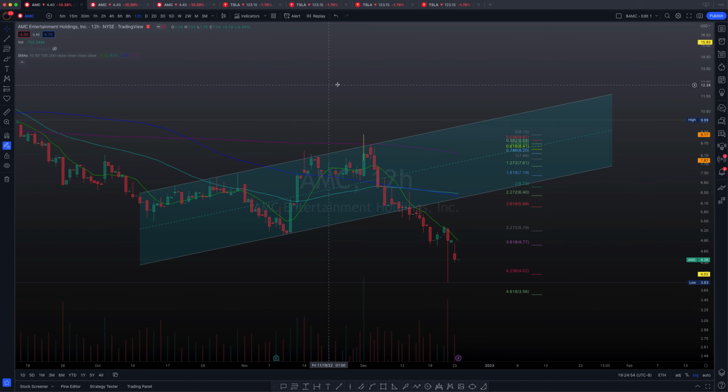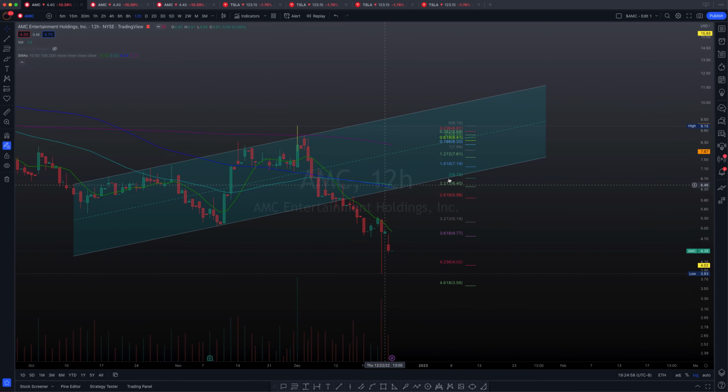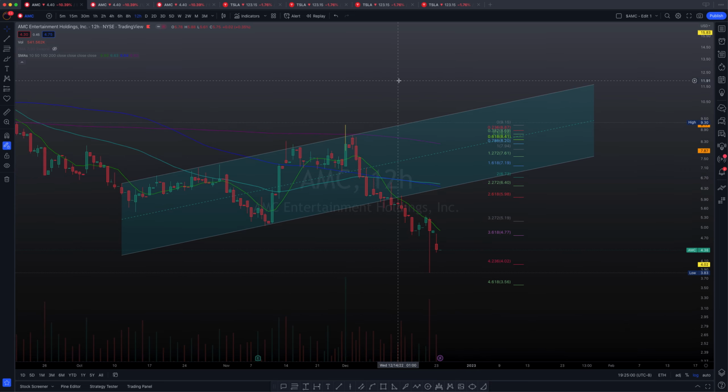Okay, so we're looking at AMC on the 12-hour chart, and if you remember my charts from the previous videos, you'll notice that we were riding an ascending channel here, and this ascending channel usually presents a bearish outlook, right? So I'm going to go ahead and change the perspective for you to show you what has been built now upon this capitulation candle here, this huge hammer candle.